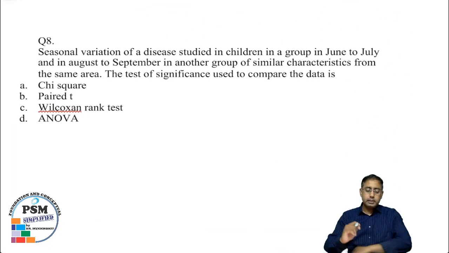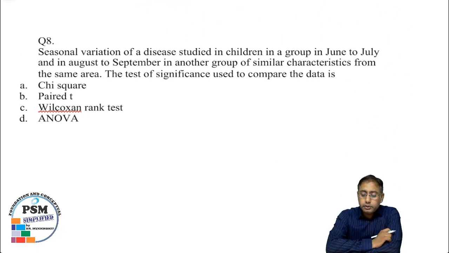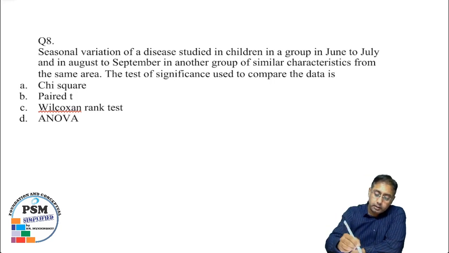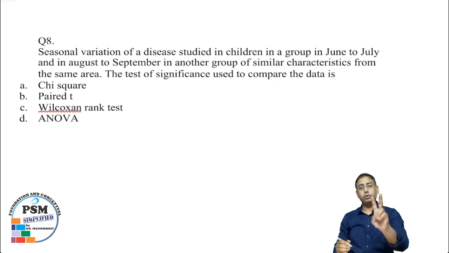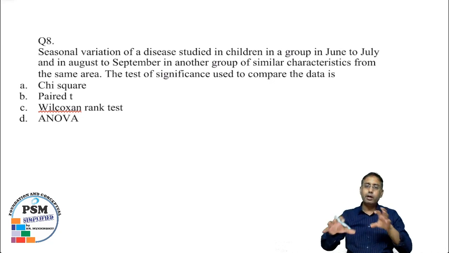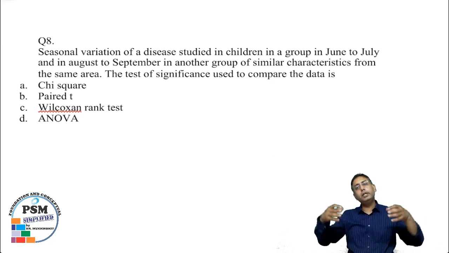Question number 8. Seasonal variation of a disease studied in children in a group in June, July and in August, September in another group of similar characteristics from the same areas. Seasonal variation of a disease studied in children in a group from another area. So that's a pretty simple question. There are two groups they had taken and both groups were studied somewhere in June, July, again in August, September. So you are comparing two seasonal variations in two different groups.